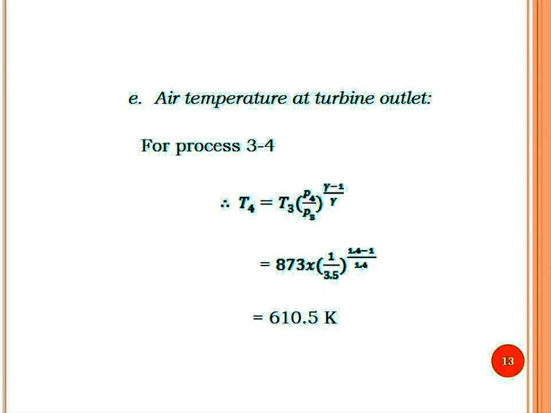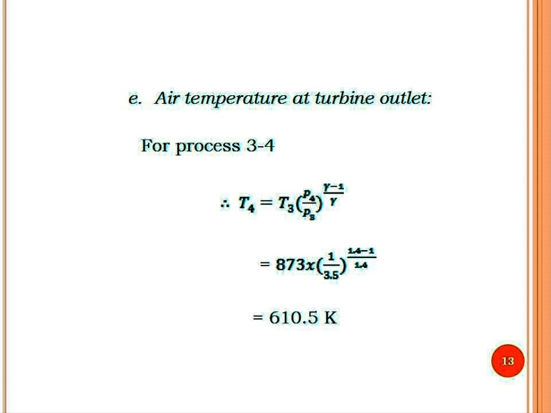And the last task is to find out air temperature at turbine outlet. So for the process 3 to 4, we know that T4 equals T3 into (P4 by P3) raised to gamma minus 1 upon gamma. That is the relationship between temperature and pressure. We know T3 is the highest temperature of cycle, that is 873, and P4 by P3 is the inverse of pressure ratio. So that is 1 upon 3.5 raised to 1.4 minus 1 divided by 1.4. So that T4 value equals 610.5 Kelvin.